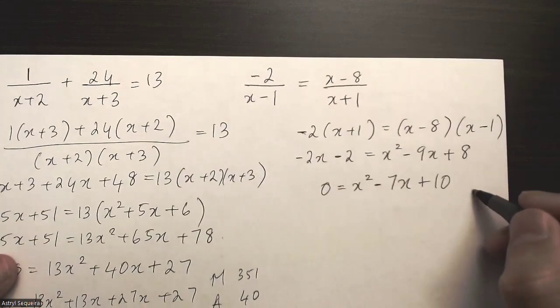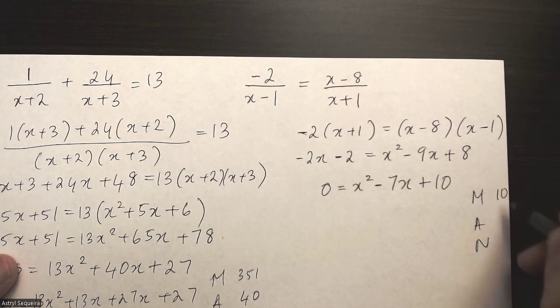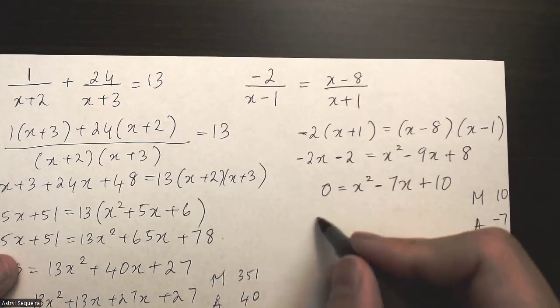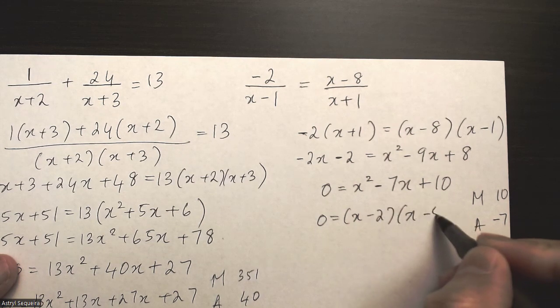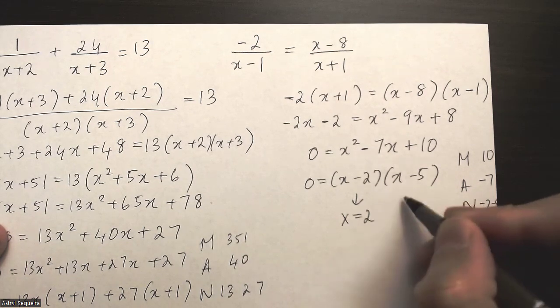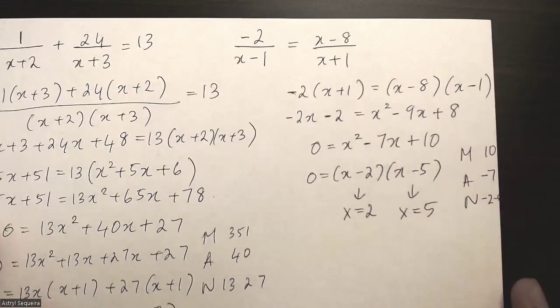And this is really easy to factor as a simple trinomial with your man method. So multiplies to 10, adds to negative 7. It's just negative 2 and negative 5. 0 equals x minus 2 times x minus 5, means x equals 2 and x equals 5.